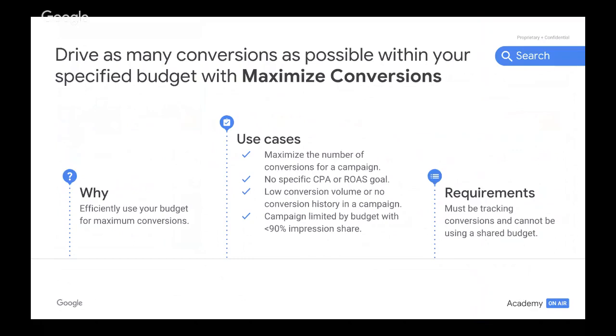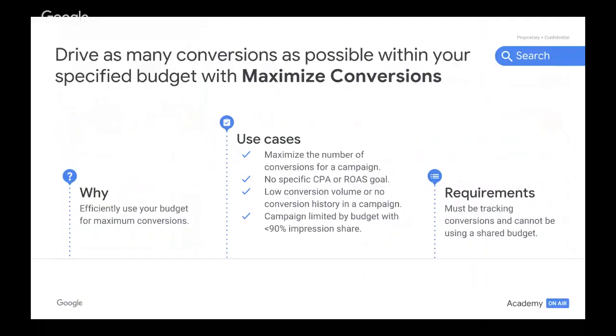This is probably ideally used if you don't have a specific CPA or ROAS goal that you're looking to achieve, and you're just trying to drive as much volume as possible. Another important aspect to note here is that maximize conversions will work particularly well with limited by budget campaigns. So if you find that you have a campaign or a number of campaigns in your account that are getting that red limited by budget flag, maximize conversions is a great fix to get as many conversions within that limited by budget campaign, if it's the case where we can't increase that budget at this time.